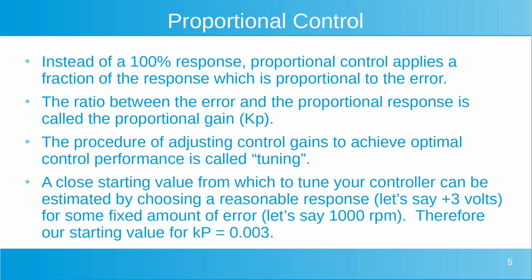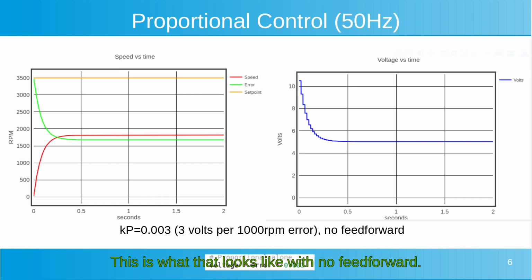A close starting value from which to tune your controller can be estimated by choosing a reasonable response, let's say 3 volts, for some fixed amount of error, let's say 1000 RPM. Therefore, our starting value for Kp is 0.003. This is what that gain looks like when applied without any feedforward.